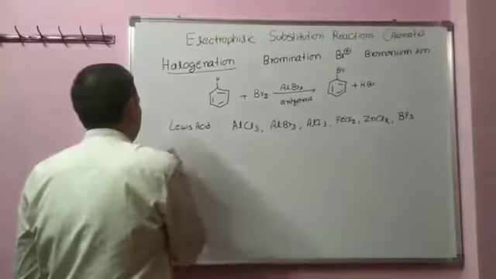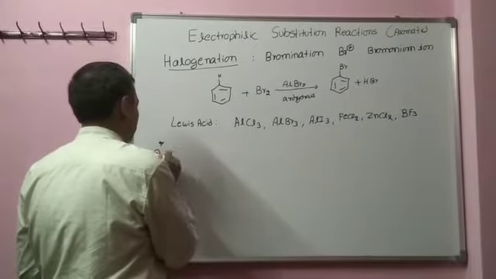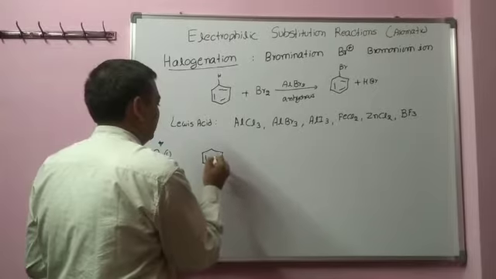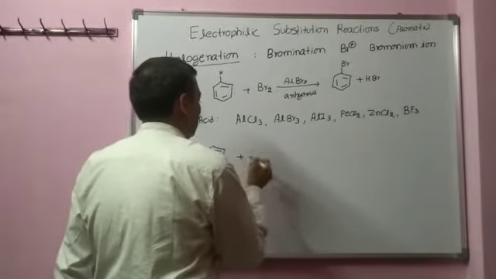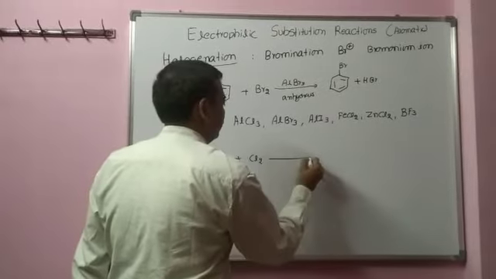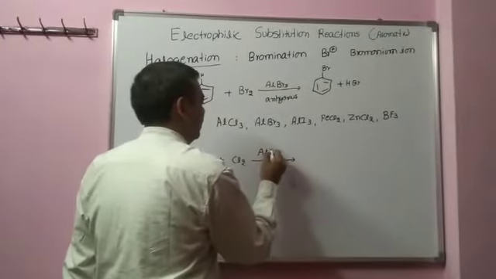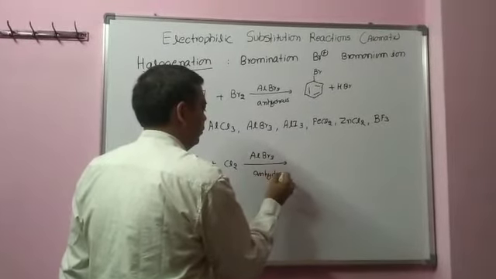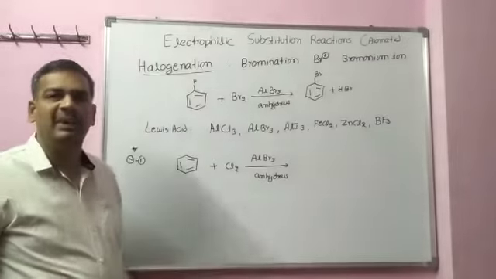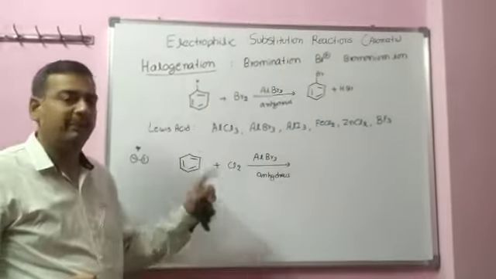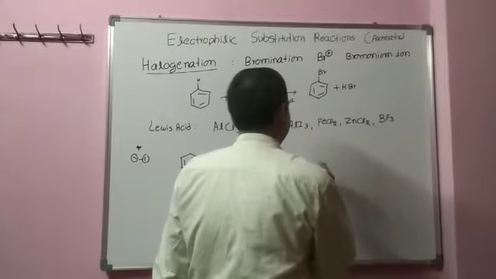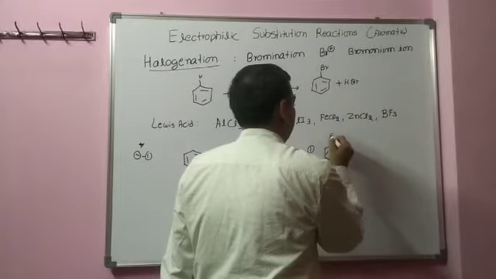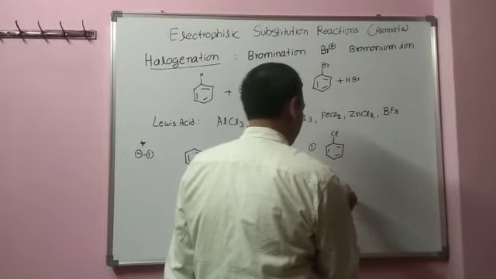Now, an example. Question number 1. Write the product formed when benzene reacts with chlorine in presence of anhydrous AlBr3. Option A, chlorobenzene. Option B, bromobenzene.